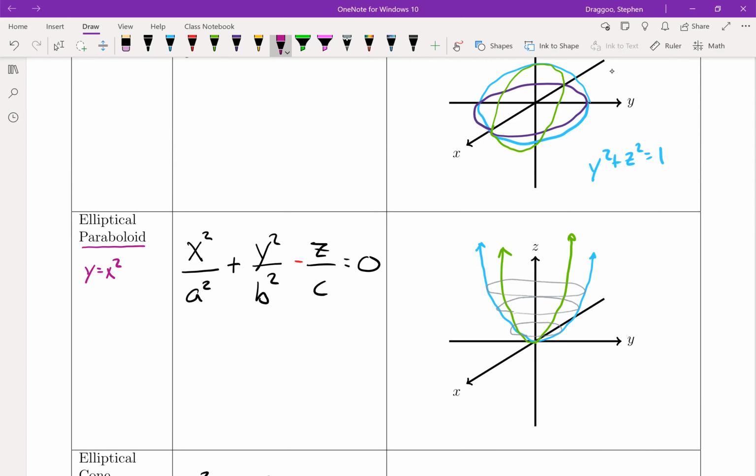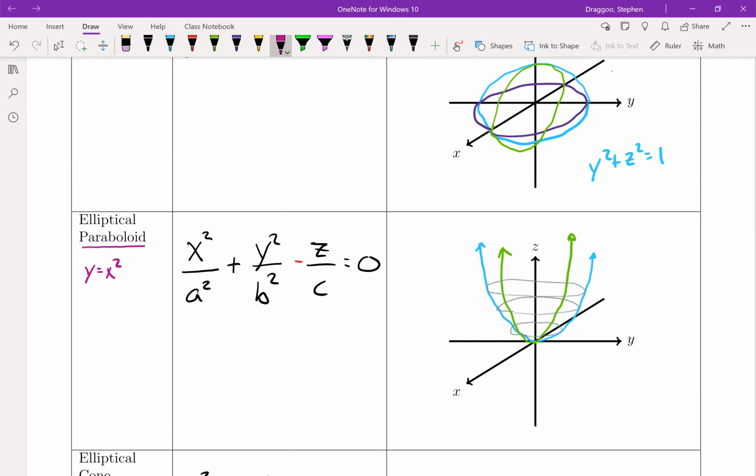So if we're going to have an elliptical paraboloid, that means we should still have some sort of parabolic shape that shows up, meaning I'll have to have 1 linear term paired with some square terms. And if it's elliptical, that means that the traces of this shape in at least one direction should show up as ellipses. So I'm sort of combining an elliptical equation with a parabolic equation. So I still have x squared plus y squared, since that's indicative of an ellipse. And then I've also got a linear term, which is z over c, being added in.